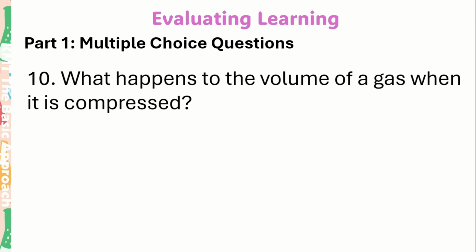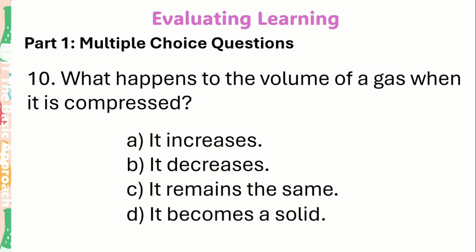Number 10. What happens to the volume of a gas when it is compressed? A. It increases. B. It decreases. C. It remains the same. D. It becomes a solid. What is the correct answer? Good job! The correct answer is letter B. It decreases.